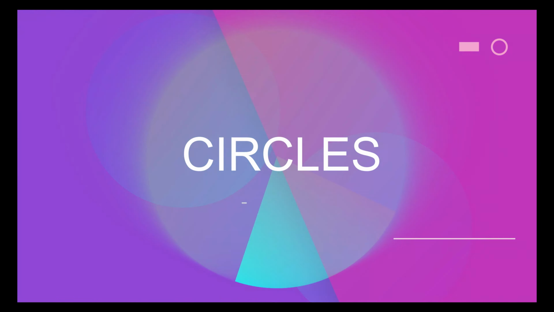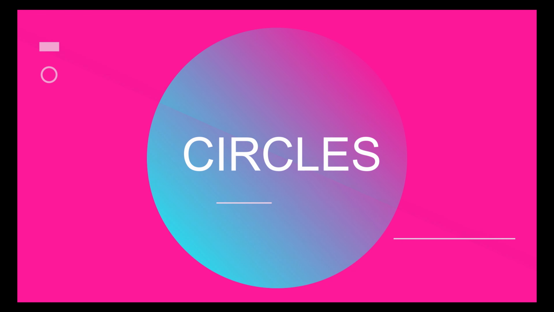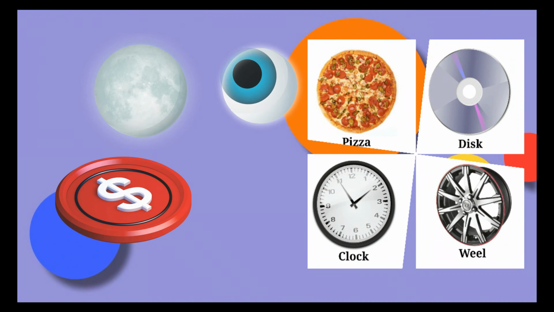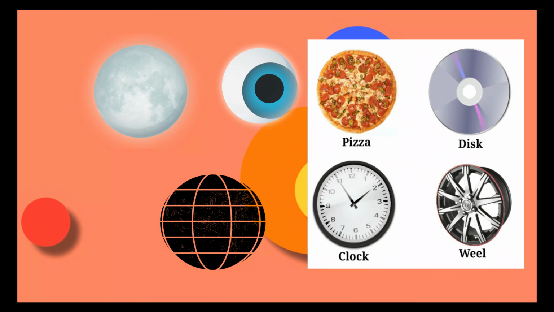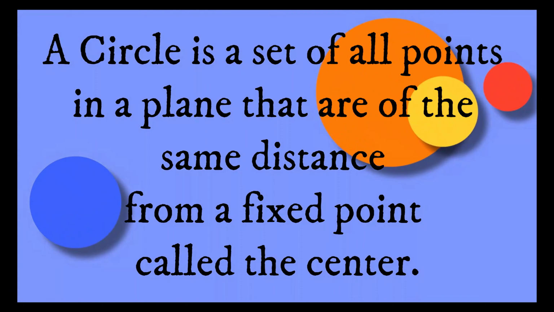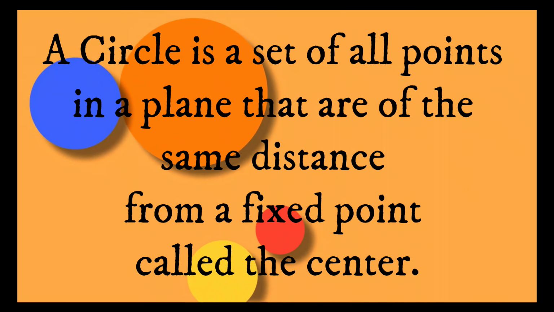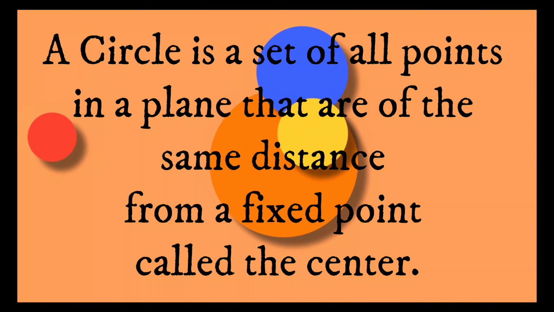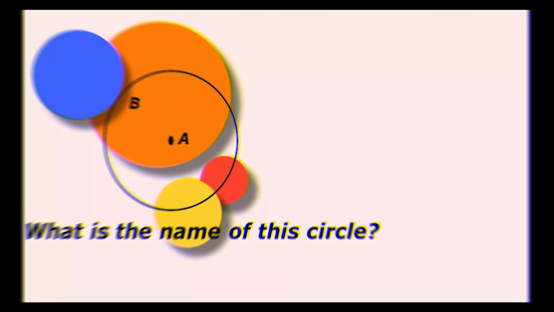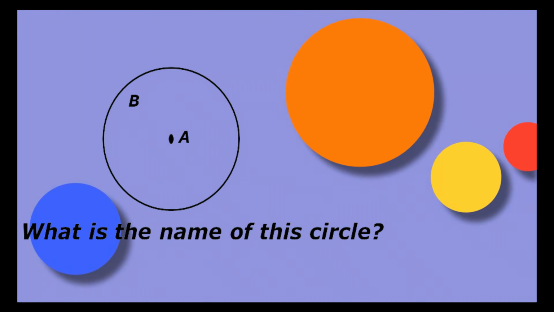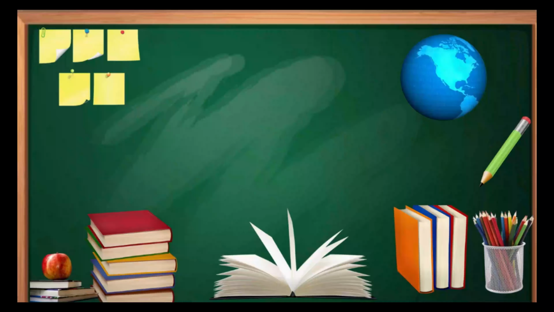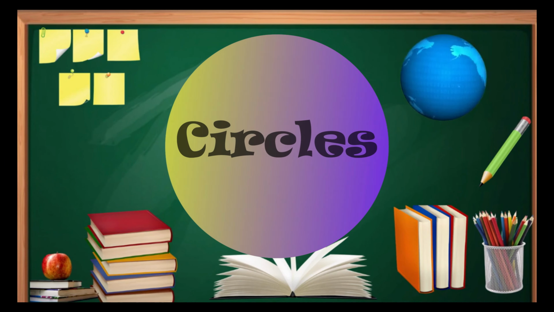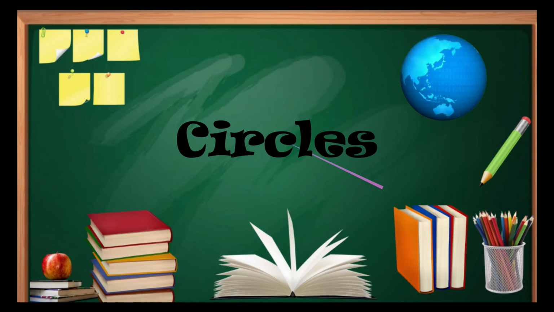Since the invention of the wheel, circles have been extremely important to all humanity. In fact, you probably see circles almost everywhere you turn. But mathematically, what is a circle? A circle is a set of all points in a plane that are of the same distance from a fixed point called the center. Let us try this. What is the name of this circle? Circle A. You're correct!